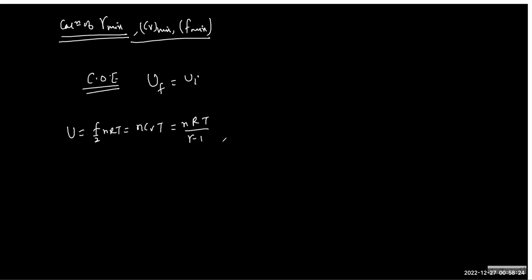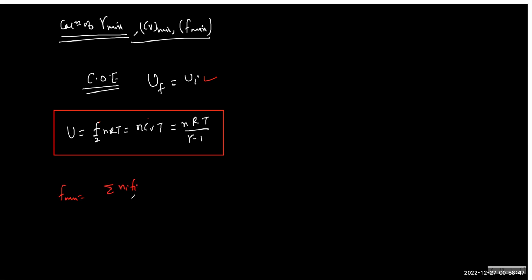Correct? Am I audible, guys? Yes, sir. Because I can write U in three formats, so you can write F mix as per this relation. I can tell you directly the answer: F and CV are easy, it's plain forward. So F mix will be summation of Ni Fi by summation of Ni. That's it. CV mix is summation of Ni CVi by summation of Ni.